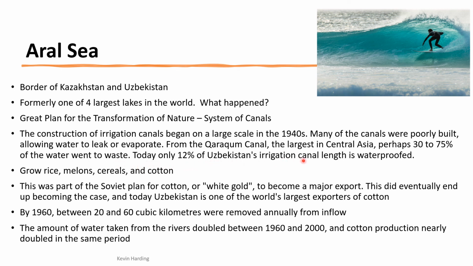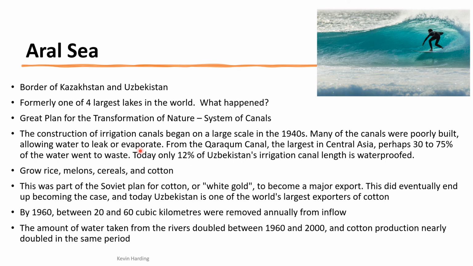Only 12% of the irrigation canals today is waterproofed. So even further back, it was probably even less. Was any of it even waterproofed? Was it just a ditch in the ground? What was it? We're talking here, and this is information from Wikipedia. You can go and Google it, you can see it. I'm not even sure if any of it was even covered to prevent the evaporation.